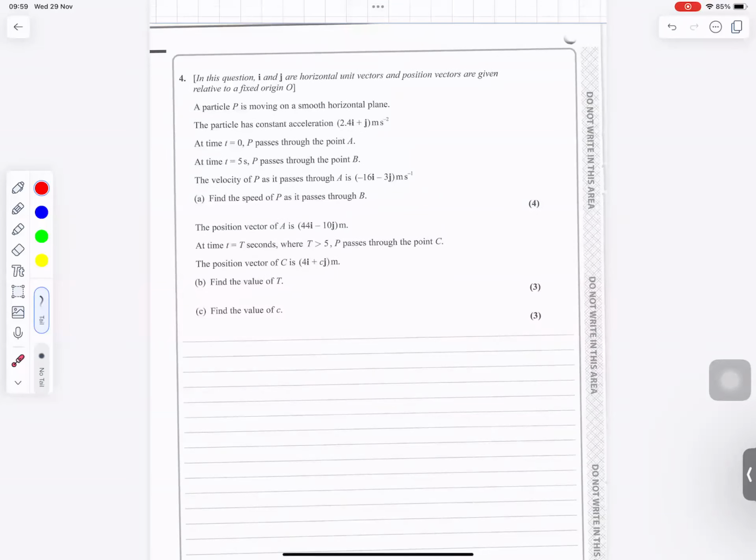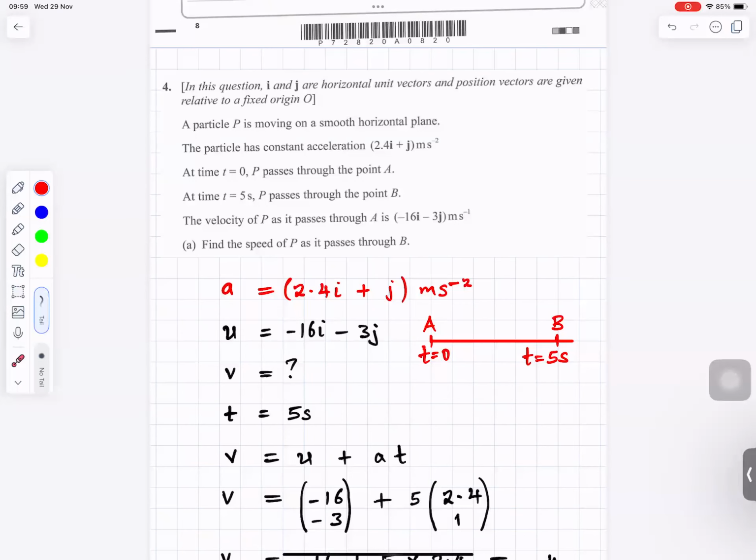Question number 4. A particle P is moving on a smooth horizontal plane. The particle has constant acceleration 2.4i plus j meters per second squared. At time t equals 0, the particle passes through A. At time t equals 5 seconds, the particle passes through B. The velocity of P as it passes through A is minus 16i minus 3j meters per second.